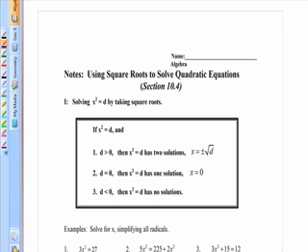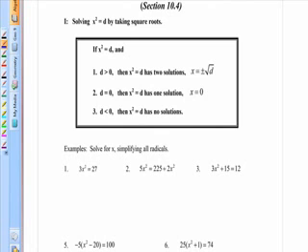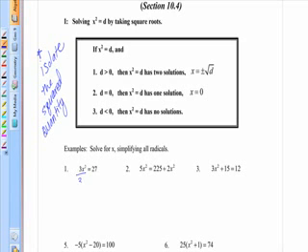Okay? So for all of these, what you're going to do is isolate the squared quantity. That's your technique. So in number 1, the only thing we need to do to isolate the squared quantity is to divide each side by 3. Then the squared quantity, which is x squared, will be all by itself.